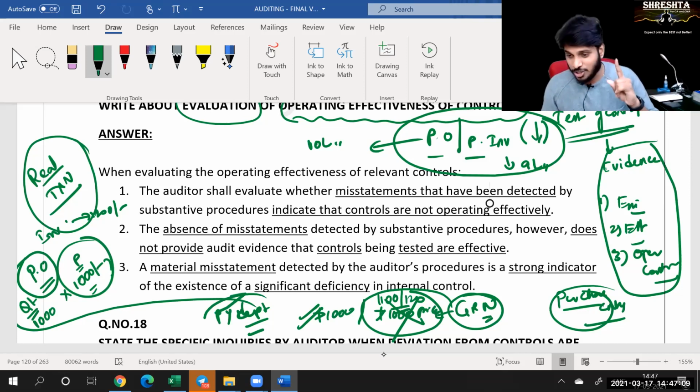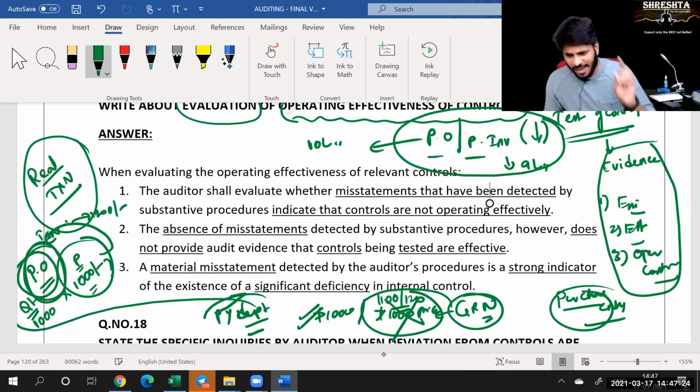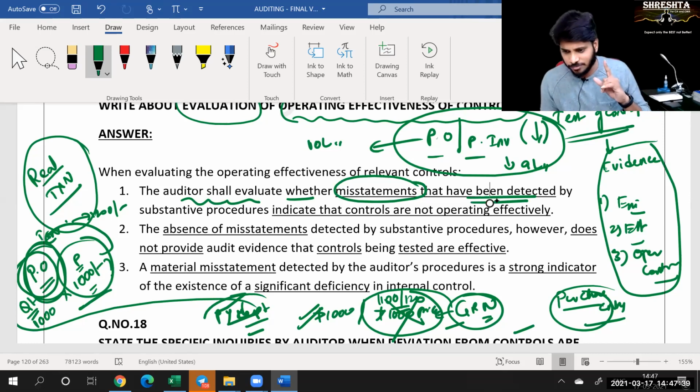But when I verify some purchase transactions, the payment department paid more than the purchase order quantity and more than the price indicated in the purchase order. Which means what? Though there is a control, it is not working. So the auditor shall evaluate the misstatements that have been detected. I detected one mistake here: the payment department is making payment more than the purchase order.